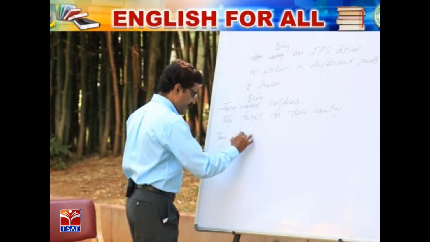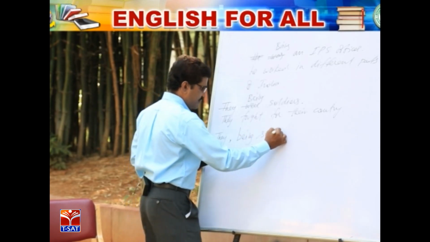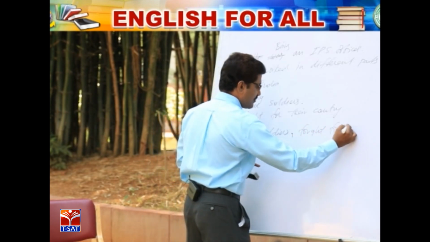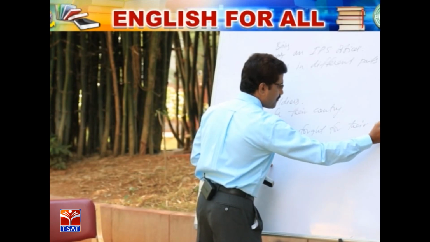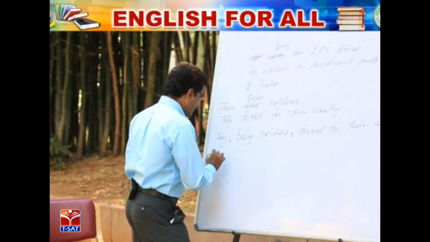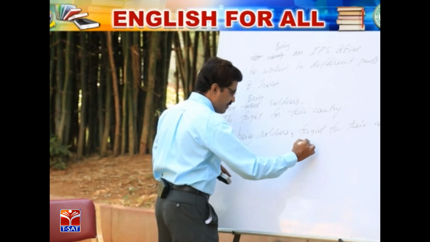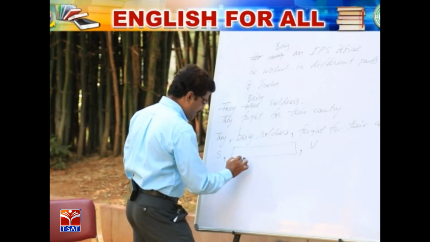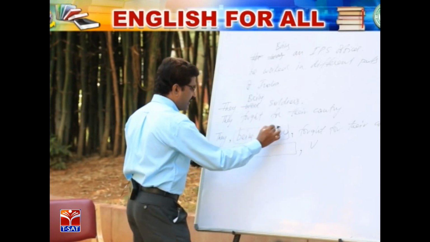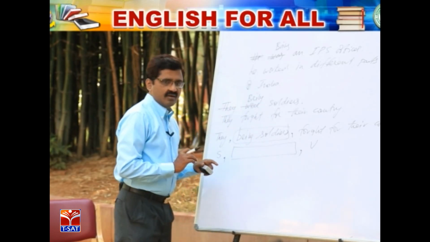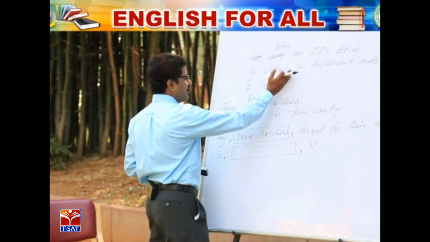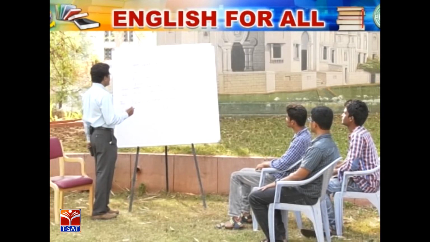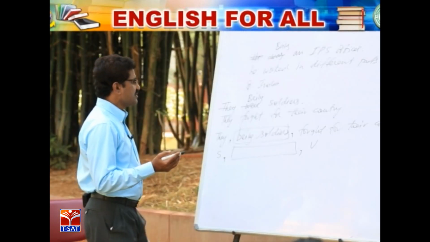They, being soldiers, fought for their country. So here we are dividing subject, verb, and we are inserting, in between subject and verb, the non-finite clause. This is called non-finite clause. Now tell me here how to put it in divisive method, subject and verb method. He, being an IPS officer, worked in different parts of India.